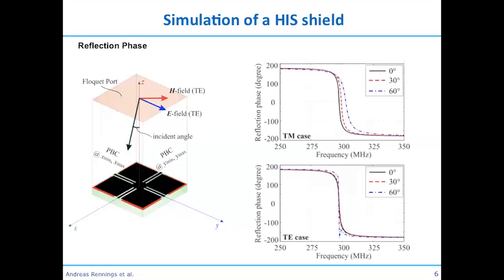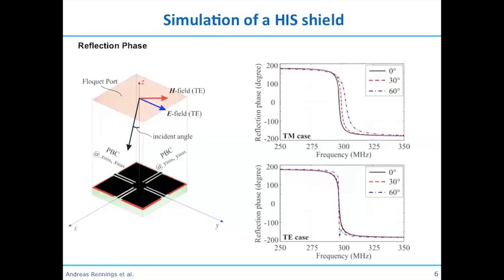In HFSS, there is a special GUI or a special setting where we can nicely extract that information. We excite a parallel plane wave. In this case, we have the TE polarization, where the electric field remains parallel to the surface. And when we increase this incident angle here, the H field is getting more and more a normal component. And that is here the results.